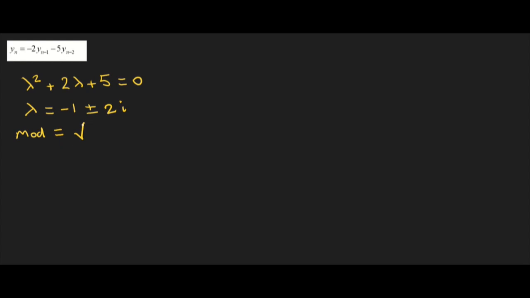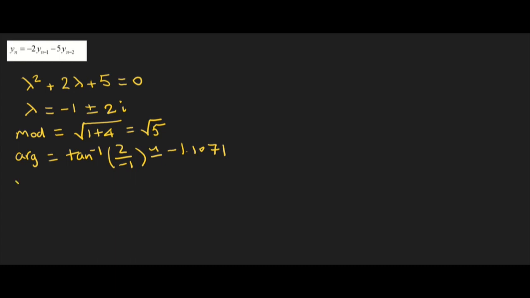Now to find the solution here, we first find the modulus of these roots, which is root 1 plus 4, or root 5, and we find its argument. The argument is equal to the tan inverse of 2 divided by minus 1, which is approximately equal to minus 1.1071.